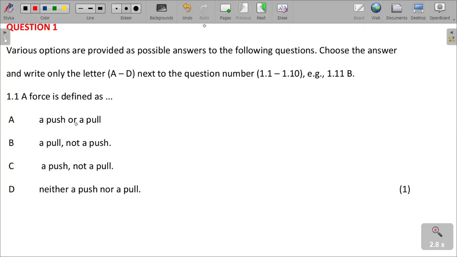A force is defined as a push or a pull. When we define a force, it is a push or a pull. In simple definition, that's what we call a force. When we push something, we are saying that is force, or when we pull something behind us, it is also a force that is applied to an object. So it is defined as a push or a pull. That is right. Let's go to the next question.